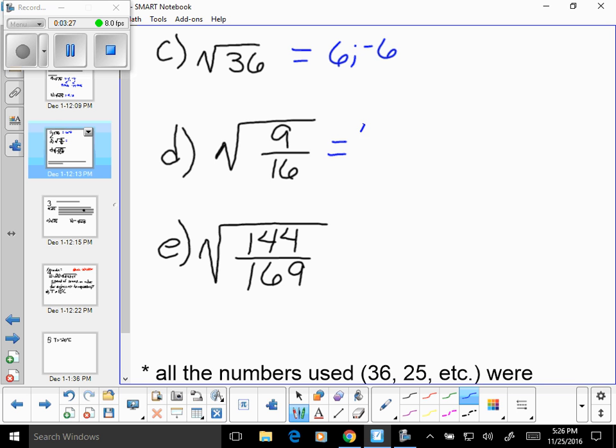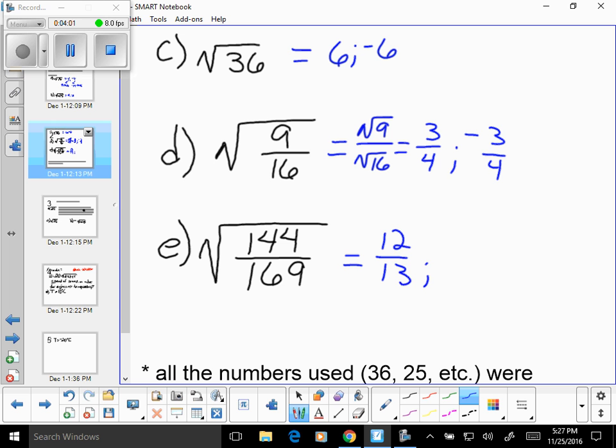When we have a fraction like this, it really means we're going to take the square root of 9 over the square root of 16. Now the square root of 9 is 3, the square root of 16 is 4, so it's going to be positive and negative 3/4. Now you've got to be careful not to put the negative on both the 3 and the 4. It's only on one of them, and we usually just put it up by the numerator. So now you try E. Yes, we are going to get 12 over 13 and negative 12/13.